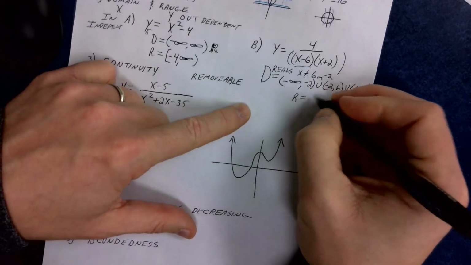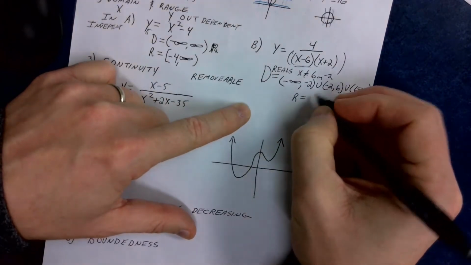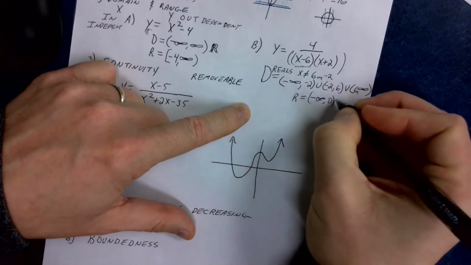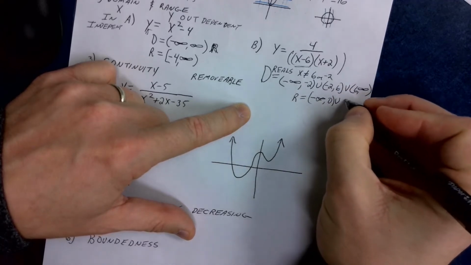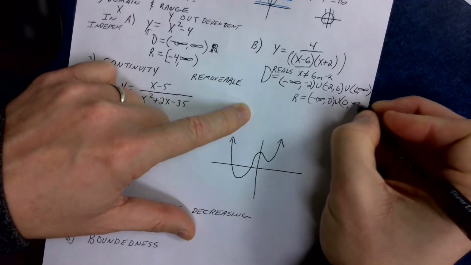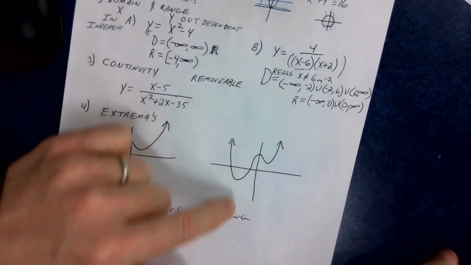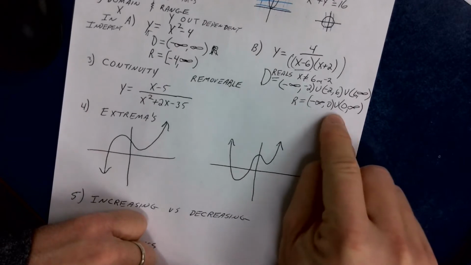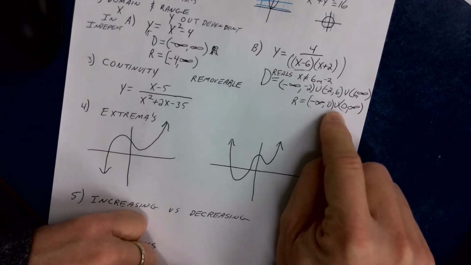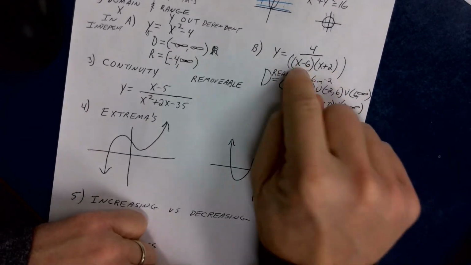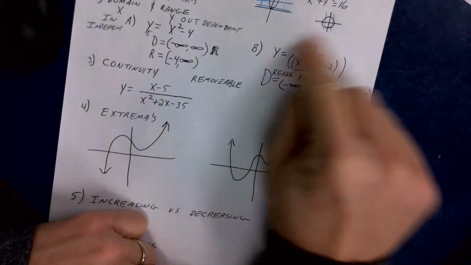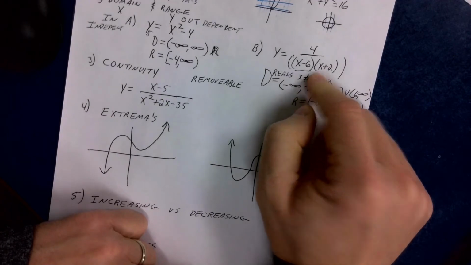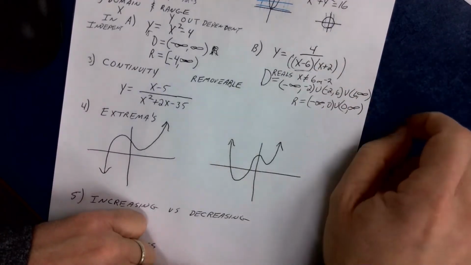So the range is -infinity, 0, union 0, infinity. Okay? So the range is everything that exists except for 0. I can't get a 0 out of this because there's no values for x's that will make this fraction become 0, because 4 divided by nothing equals 0. That's why it doesn't matter what the x's are.